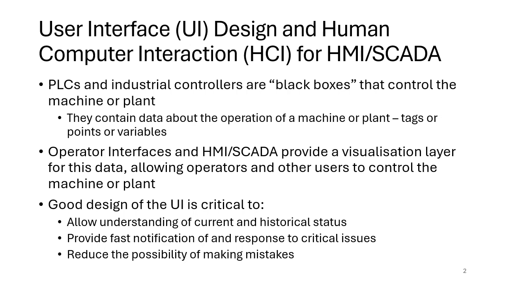That might be in the form of IO tags or points or variables. But there's a lot of information there that says what the machine or process is doing. So, for example, how many widgets you've made, what the reasons for downtime are, how long the machine has been running, what speed the machine or process is running at, various set points, machine or process states, is it in automatic or manual? So there's a lot of important information there.